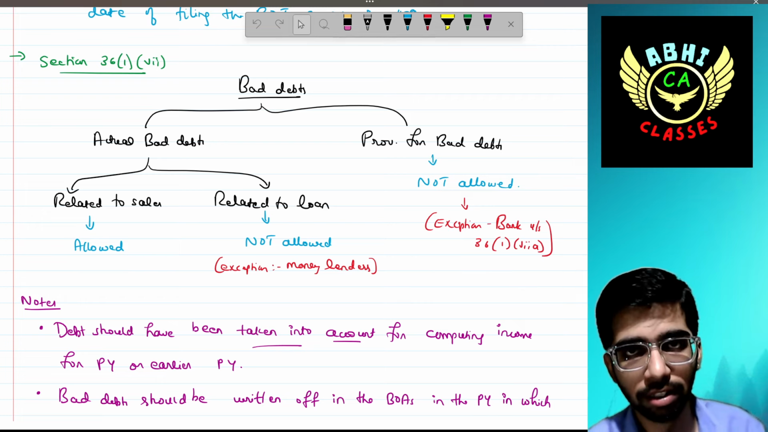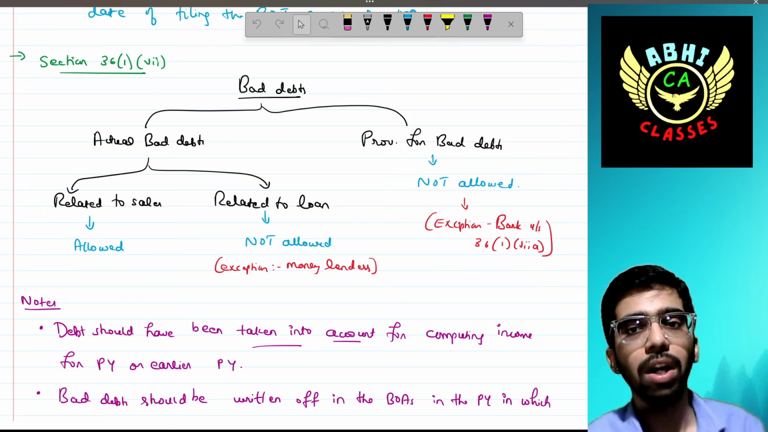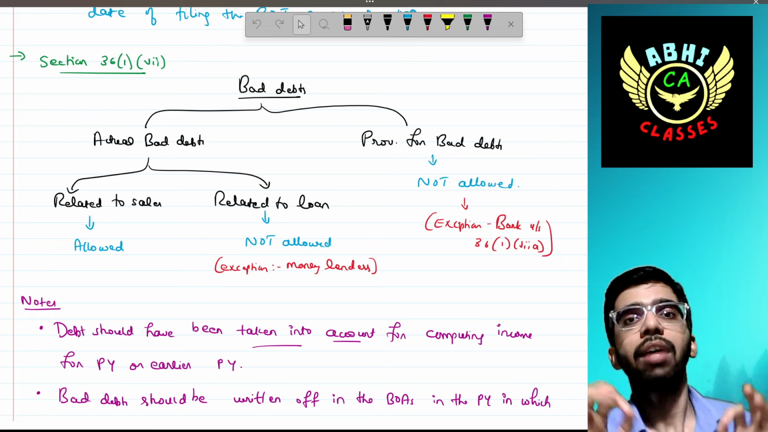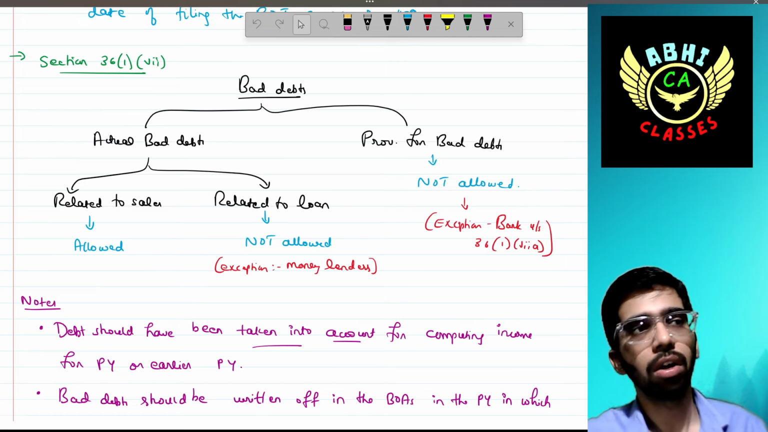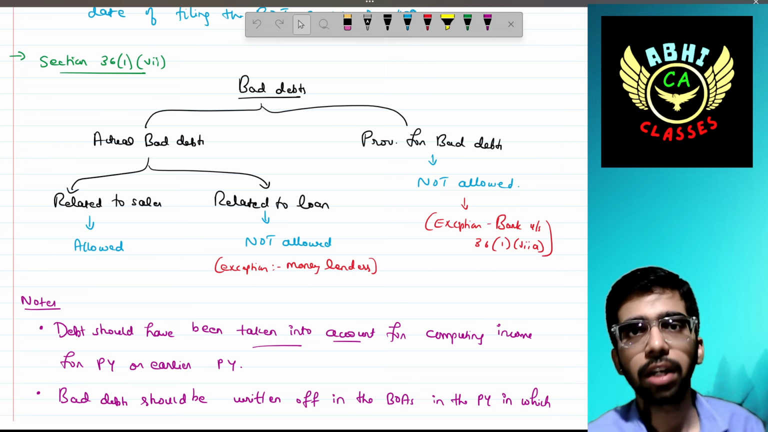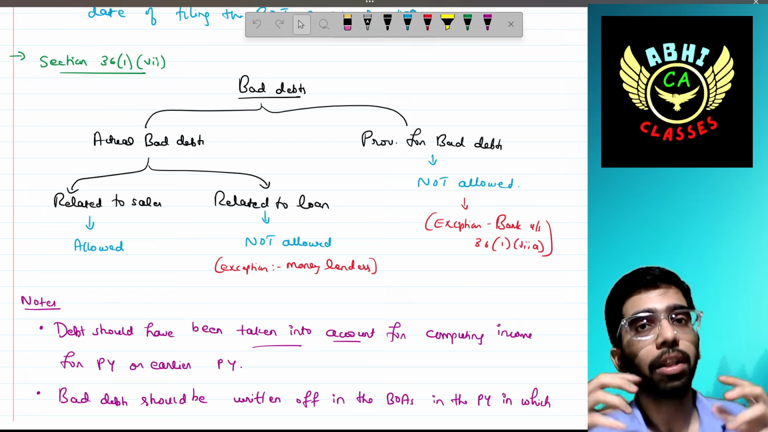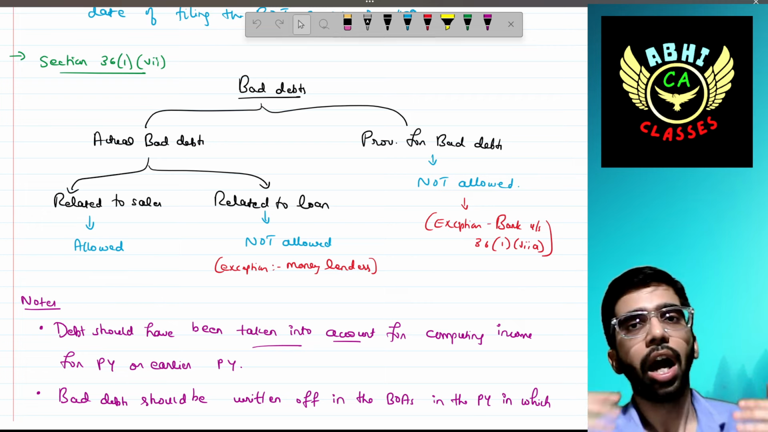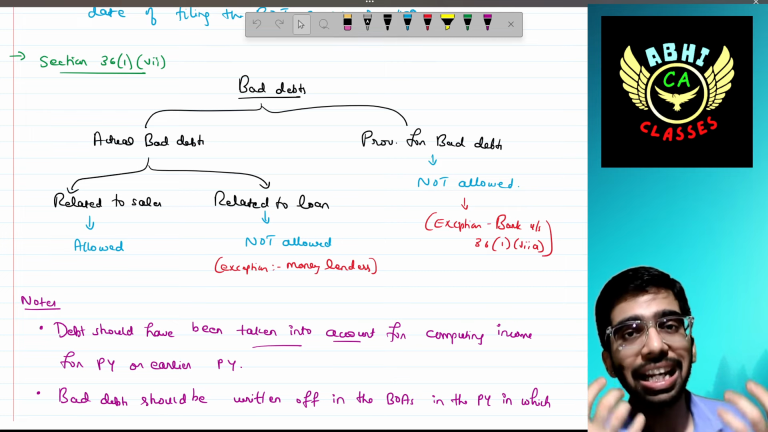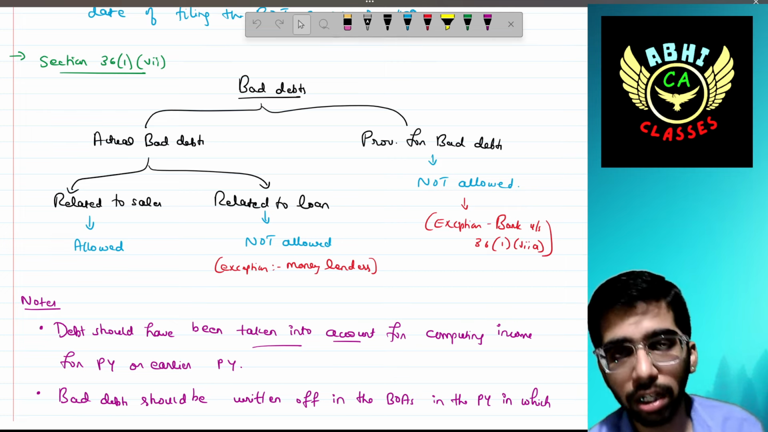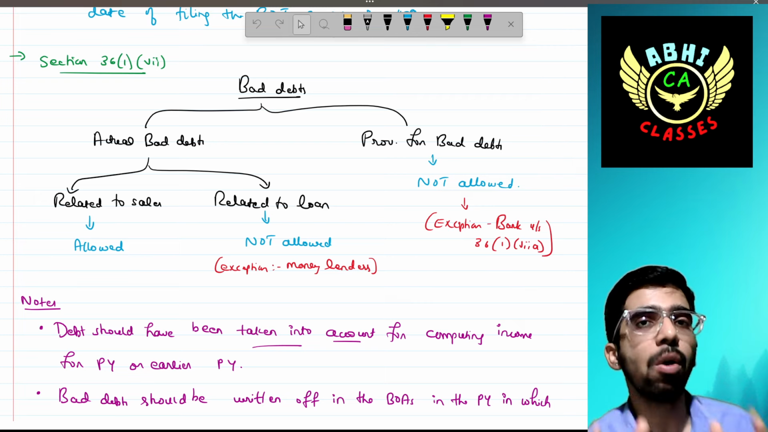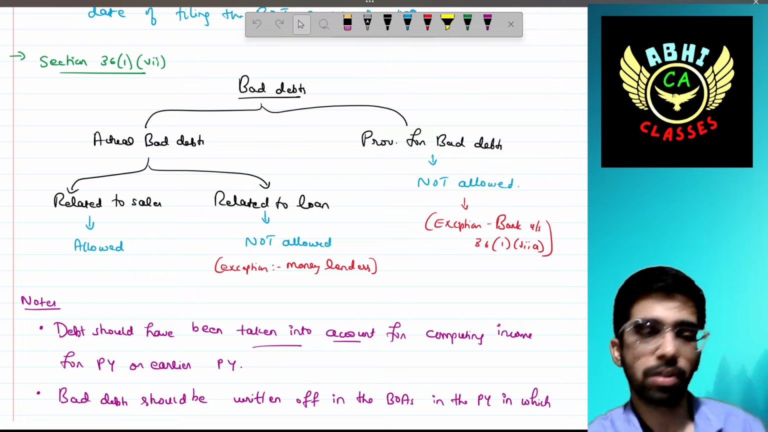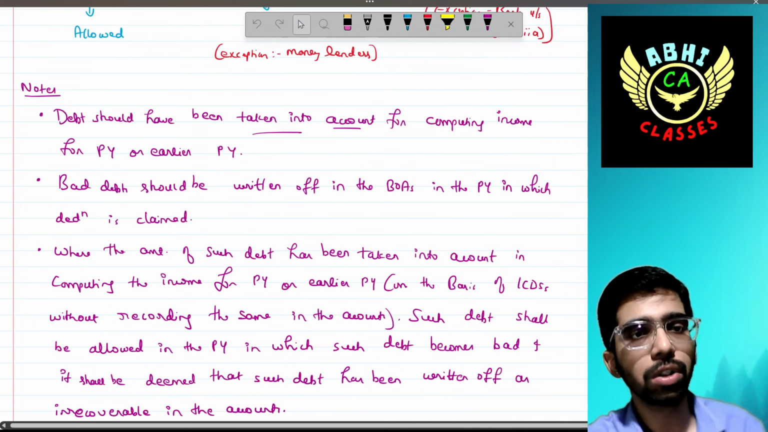But for banks, under section 36(1)(viia), it is allowed. For example, in banks you might have seen the NPA, that is non-performing asset, for which the bank would make some provision. Hence it is common in nature in the banking sector, and it would be allowed for banking financial statements. Okay. Next, there are some notes with regard to this.